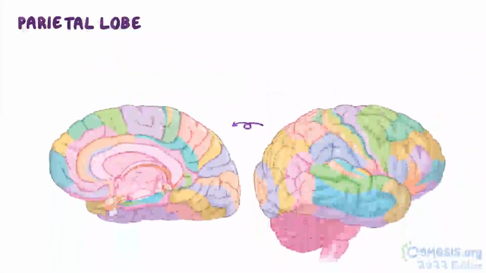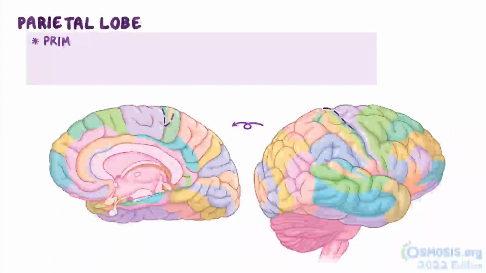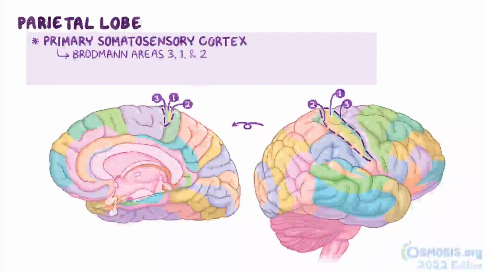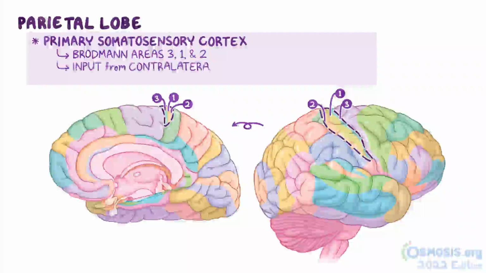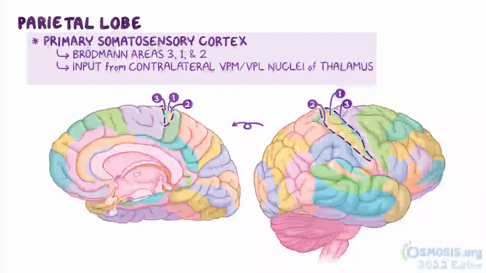Similar to the primary motor cortex, there's also a primary somatosensory cortex, or Brodmann's area 3, 1, and 2, which is located in the postcentral gyrus and extends medially to the posterior paracentral lobule. The primary somatosensory cortex receives sensory input from the opposite side of the body through the ventral posteromedial, or VPM, and ventral posterolateral, or VPL, nuclei of the thalamus, enabling us to process and interpret sensory information from our body, like touch or pain.